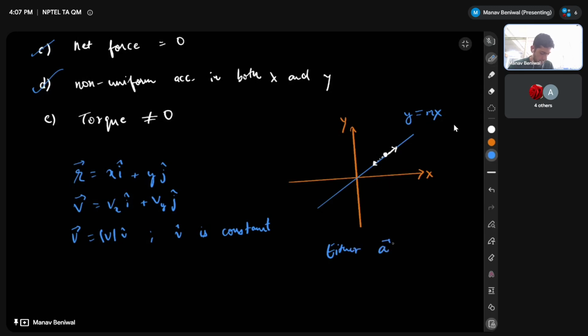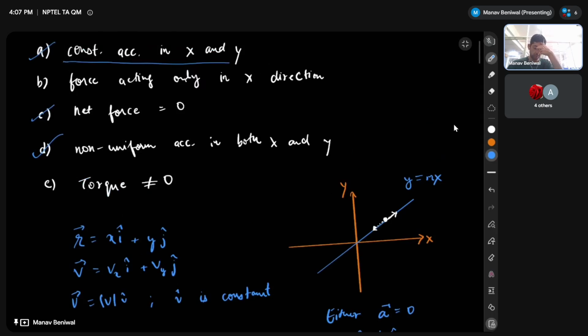So what that means is either my a is zero, or my a cap is parallel to my v cap, so that the direction of this acceleration is along the direction of my velocity, right? So the particle will only speed up, it will not change its trajectory. So option 1, constant acceleration in x and y, that is correct, that is possible.